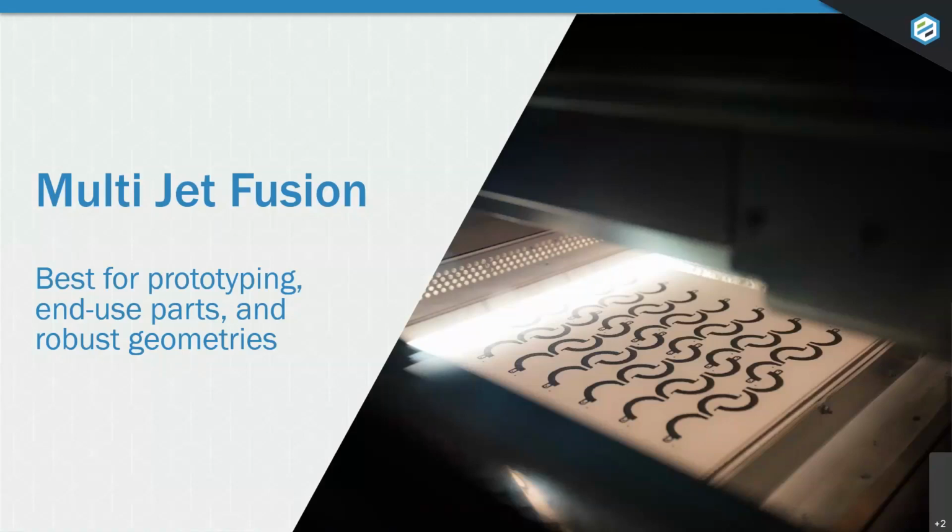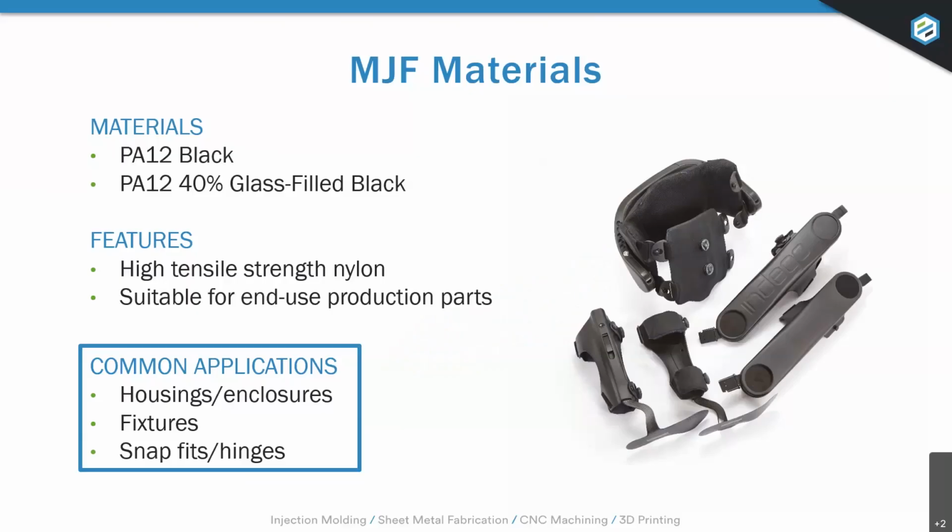Multi-jet fusion, or MJF, is another technology that has a nylon material offering. It is best for prototyping production grade parts and geometries that are too complex for machining and molding. There are currently two materials in MJF, an unfilled and a glass-filled nylon 12. The benefit of using MJF over SLS is more isotropic properties and smaller feature resolution capability. Common applications are housings or enclosures, fixtures, snap fits, and living hinges are recommended in the unfilled nylon.